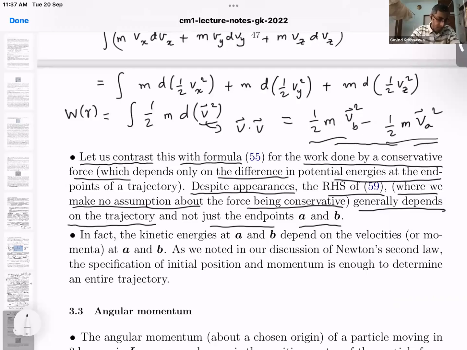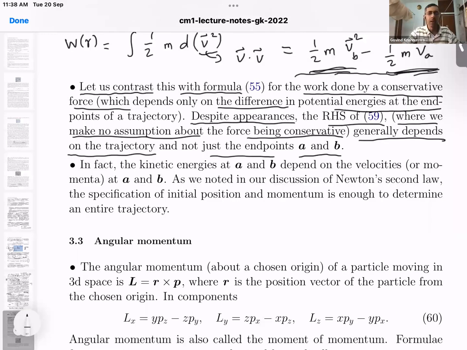I claim that this velocity squared minus velocity squared in effect determines the work, but for a non-conservative force, we already said that generally the work would depend on the whole trajectory, not just the endpoints. So you may wonder how, for a general force, I'm able to get such a formula that seems to depend only on the endpoints. That's the question I'm asking. Is my question clear? Is the puzzle clear?